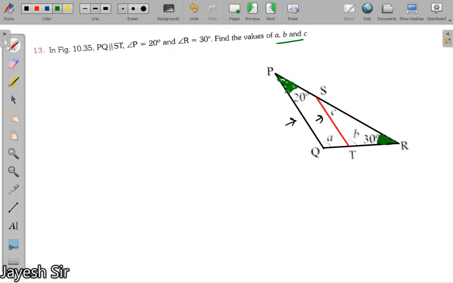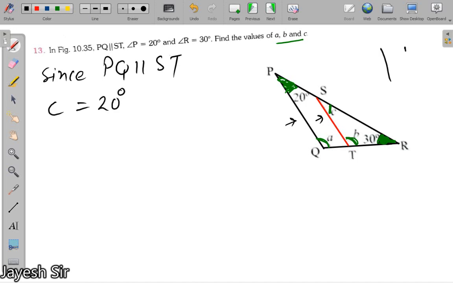We need to find out the value of angle A. This is angle A, this is angle B and this is angle C. Now, first of all, since PQ and ST are parallel, PQ line is parallel to ST. So what we have, C is equal to 20 degree, because these two angles are equal. Why? Because they are corresponding angles.